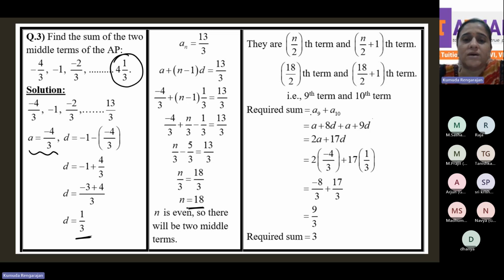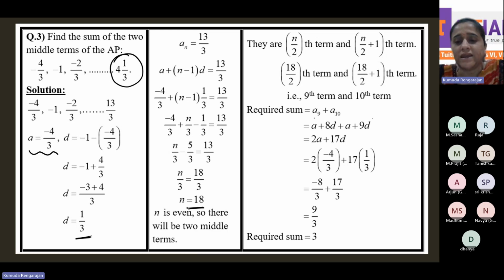Now the question is to find the sum of these two terms. See, you can either find the terms or directly find their sum. The question is not to find the middle terms. Find the sum of the middle terms. So you can answer it in two ways. You can find the 9th term, you can find the 10th term and then add. Or you can find the sum straight away without finding the 9th term and the 10th term. That's what I have done.